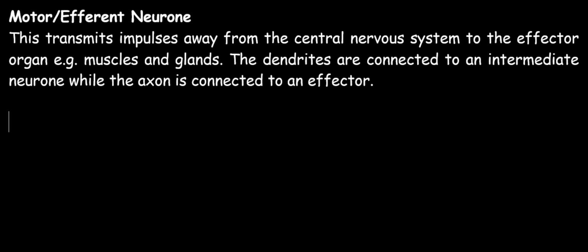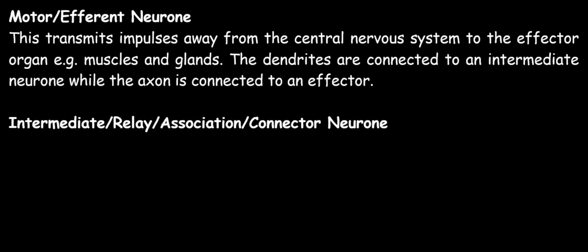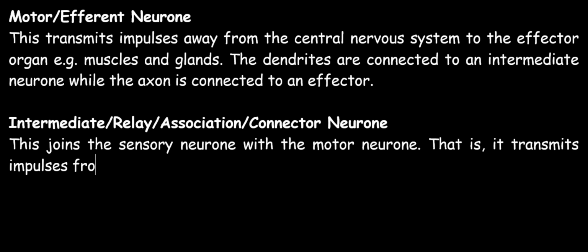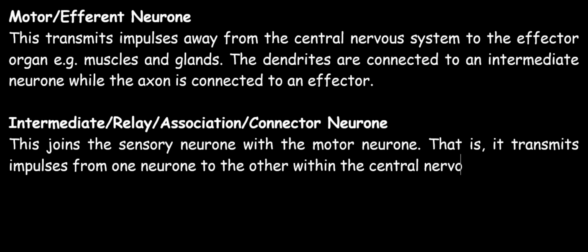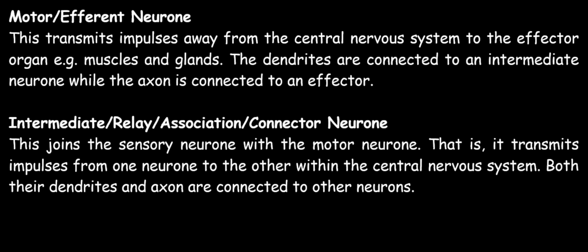The next neuron we look at is the intermediate or relay or association, or we can also call it a connector neuron. The intermediate neuron joins the sensory neuron with the motor neuron. That is, it transmits impulses from one neuron to the other within the central nervous system. Both their axons and their dendrites are connected to other neurons. We'll look at a diagram that will show us the different types of neurons.